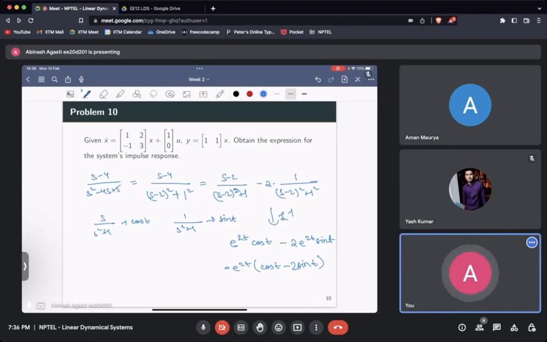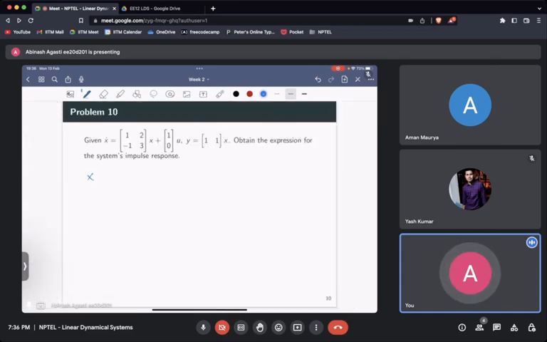Okay. Then there is another way in which we can find the system's impulse response. That is via directly taking the solution of this LTI system. So can someone tell me the formula for the solution x of t?